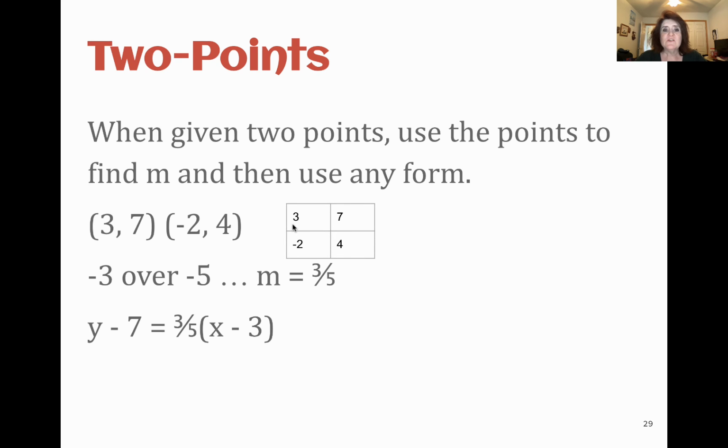To find that slope, the easiest way to do that is to put the points vertically and then literally go down the right-hand side. 7 to 5 to 4 is a down 3. 3 to negative 2 is down 5. That gives you your slope of positive 3/5 because it's down 3, down 5.